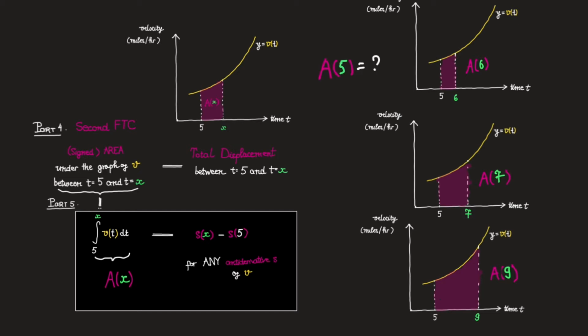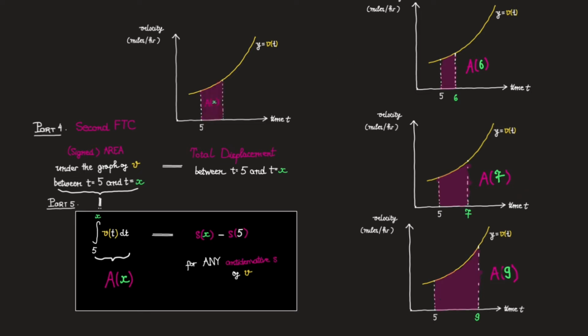To check if you understand, tell me, what is A(5)? Alright, so let's see. So A(5) would be the area of A(x) when x moves all the way here to 5. But when x moves all the way to 5, there is not going to be any area left. So A(5) is actually going to be 0.